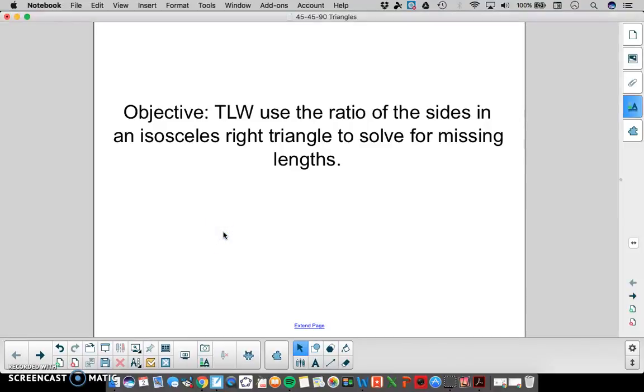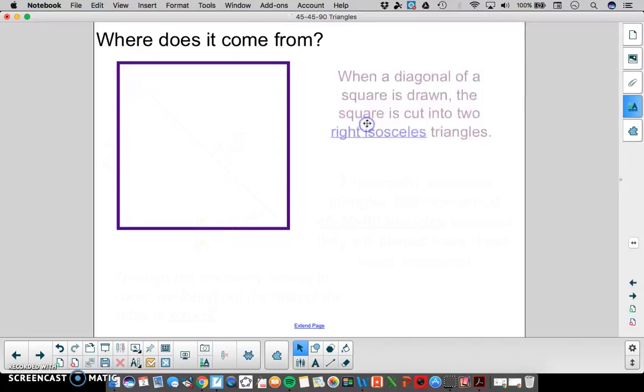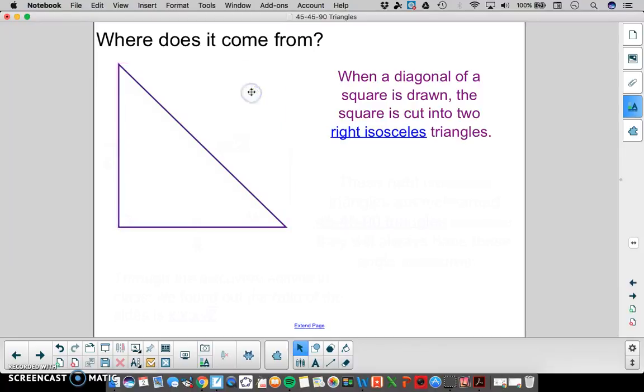In this video, the learner will use the ratio of the sides of an isosceles right triangle to solve for the missing lengths. Where does the right isosceles triangle come from? Well, first we start with a square, where we know all the sides are congruent and there are 4 right angles. When a diagonal is drawn in the square, we have cut the square into 2 right isosceles triangles.